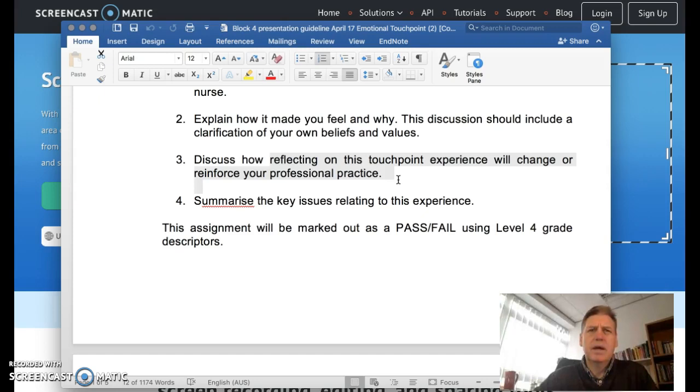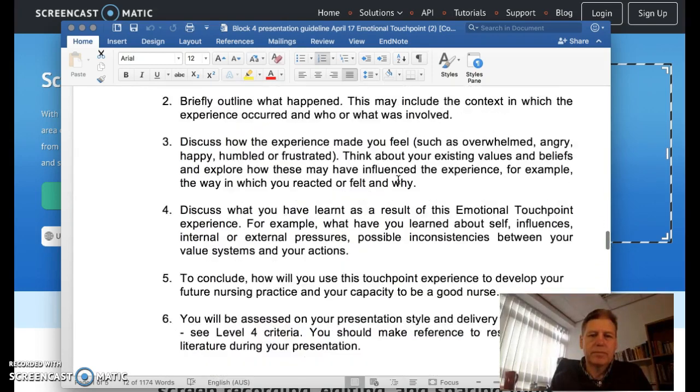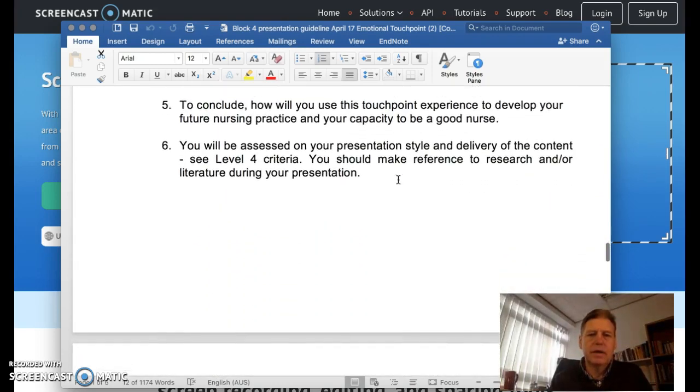Thinking about how you did a collaboration week right at the beginning when you first started in nursing and health. I'll try and attach that PowerPoint to it because it does talk about emotional touchpoints, and it does talk about reflection and using models of reflection. But what we're asking for is to actually, if you look a little bit closer down, gives you some examples there, that's fine. But you should make reference to research and/or literature during your presentation, okay?